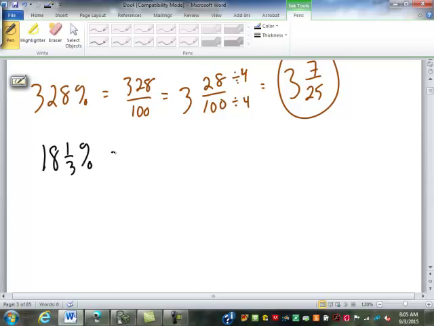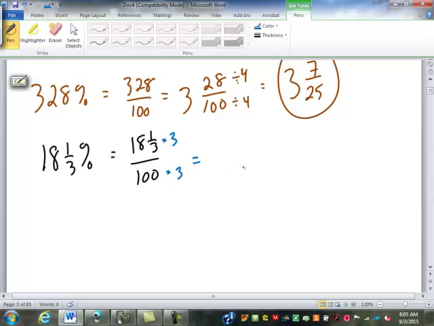How about this one? 18 1/3%. Well, still 18 1/3 out of 100. Percent is always out of 100. But we don't like having fractions within our fractions. So what are we going to do to get rid of that fraction? Yeah, but that's going to be rounded off somewhere. There's a cleaner way to get rid of it. The denominator is 3, so if we multiply by 3, we get rid of the denominator. We get rid of the fraction.